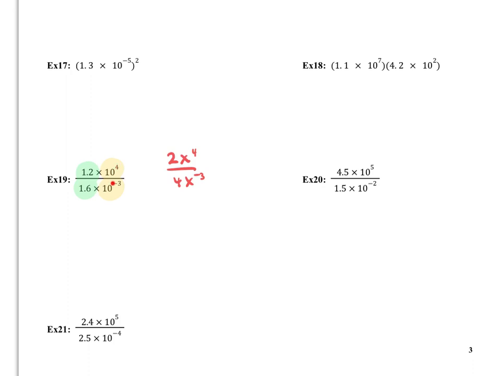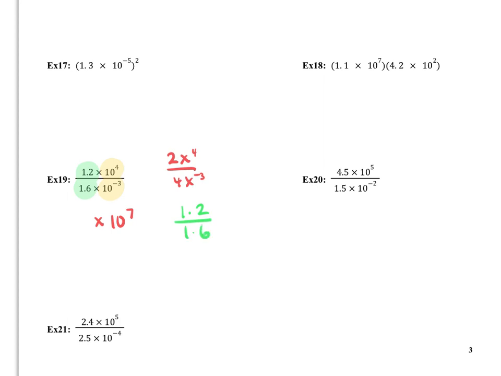I could do 4 minus negative 3, or I could actually bump these 10s up, because remember, that's how negative exponents operate. Whether you bump the 10 to the negative 3 up and make it 10 to the third, or you do 4 minus negative 3, in the end, you're going to end up with 10 to the 7th. And so now I've still got to do my 1.2 divided by 1.6.